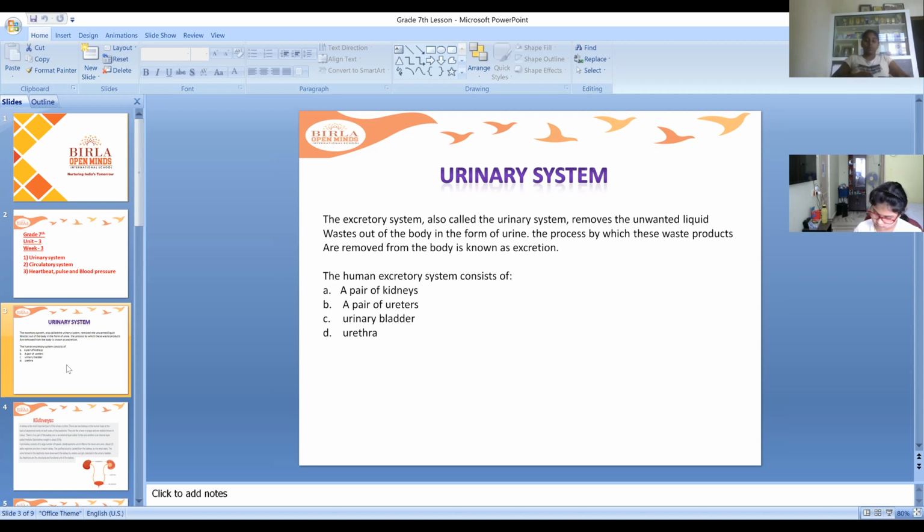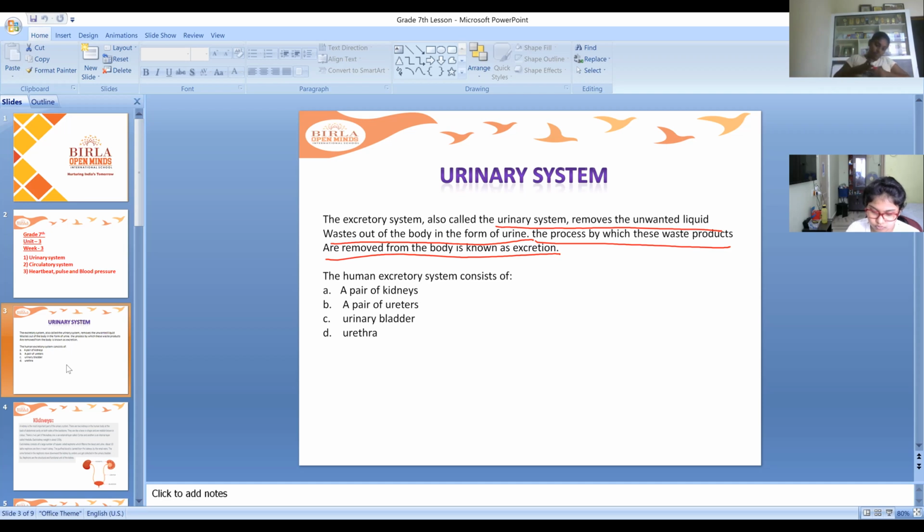I want you to underline this. The process by which these waste products are removed from the body is known as excretion. The urinary system removes the unwanted liquid waste out of the body in the form of urine. I want you to underline it.